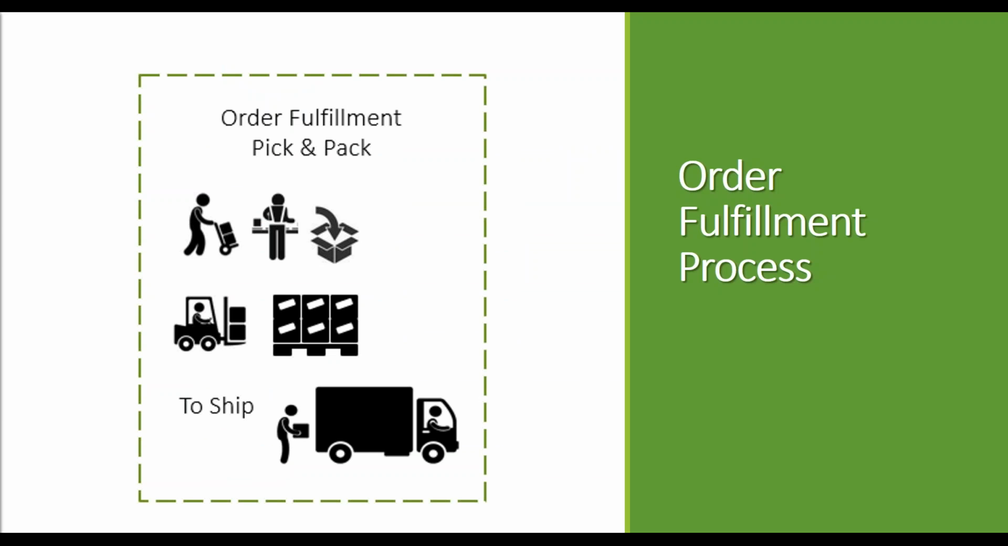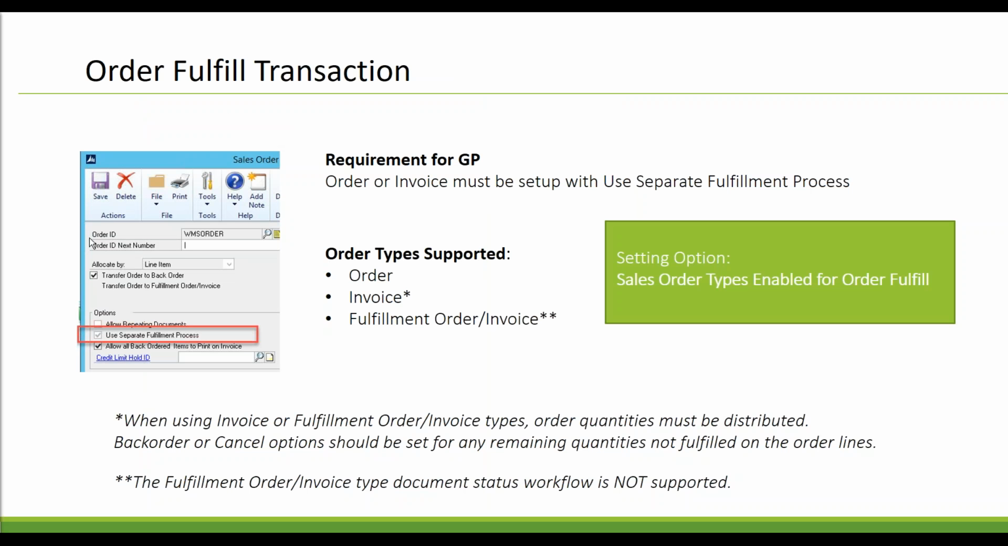Next, I'm going to talk a little bit about the order fulfillment pick and pack process. We do require that you have a separate fulfillment process set up on your sales order function. So that allows us to complete the picking and identifying what items were picked on the order at the time that the user is actually picking them.